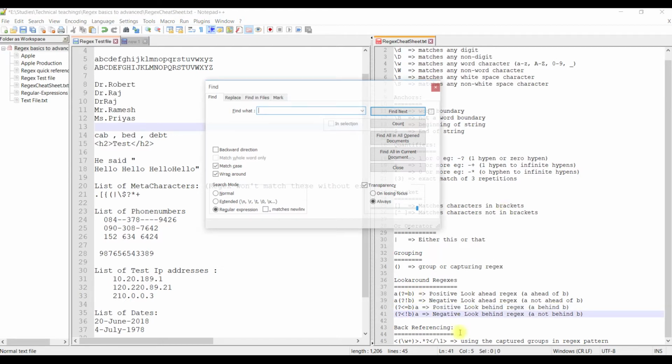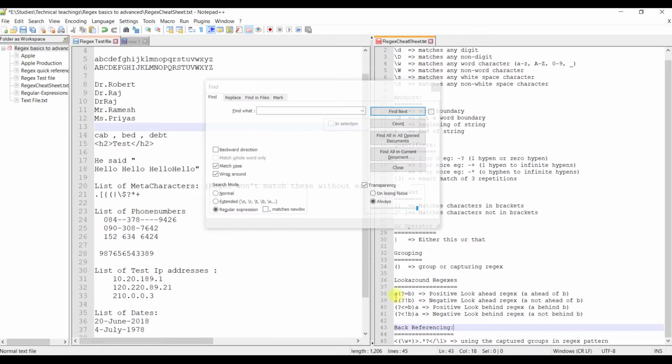And back referencing is nothing but using the capture group in our regex pattern. That's what back referencing means. We can use what we have captured before in our regex pattern. That is what is called back referencing. And I'm providing a small example over here in our cheat sheet for that as well.